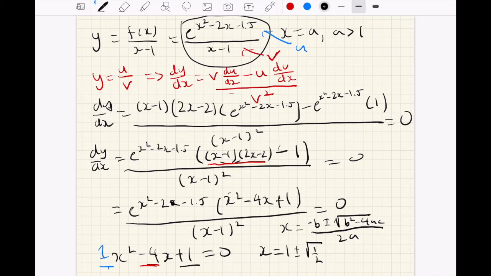So we have two actual answers here, right? Because we have x equals (1 plus square root 1) over 2, or x equals (1 minus square root 1) over 2. But remember, a has to be bigger than 1. Therefore, x has to be (1 plus square root 1) over 2, because (1 minus square root 1) over 2 will be less than 1. There you go. This is the answer for this question.